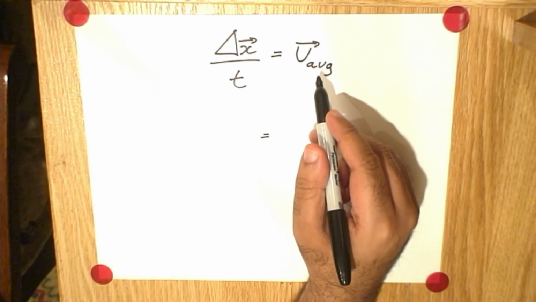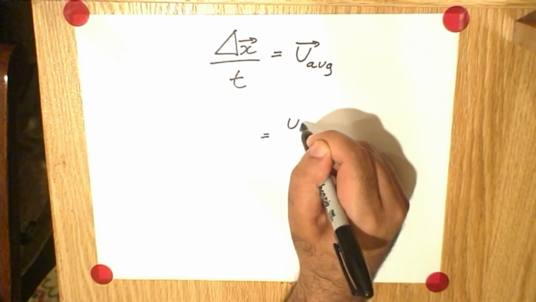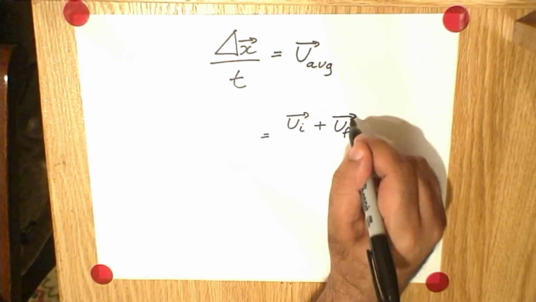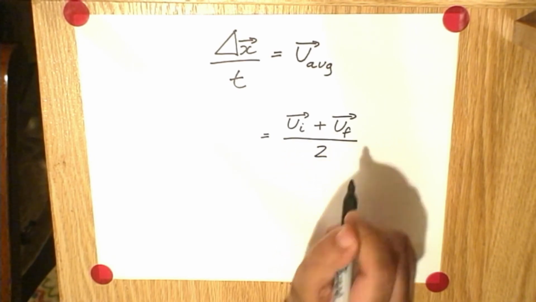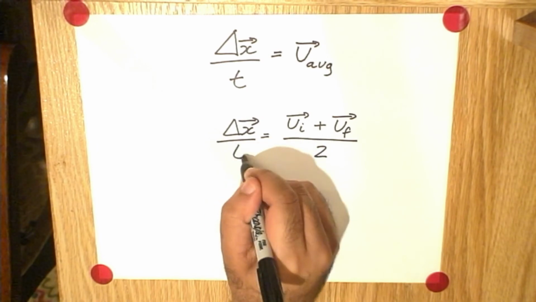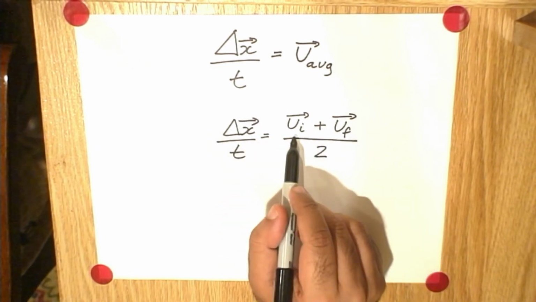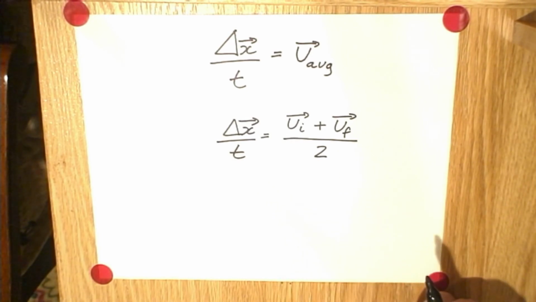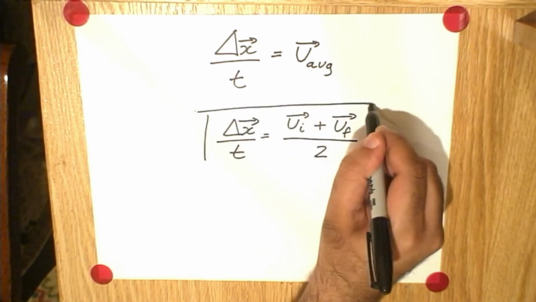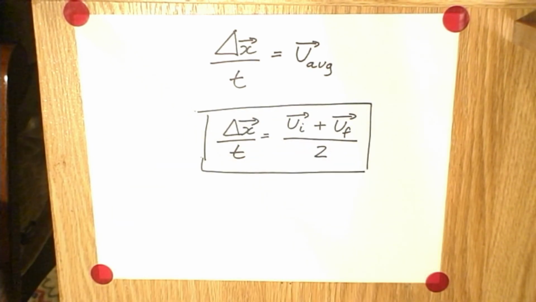Average velocity can be treated as just the initial velocity plus the final velocity, all divided by 2. And this should make sense, because all we're doing is taking the average of the initial and the final velocities. So this is the third toolbox equation.